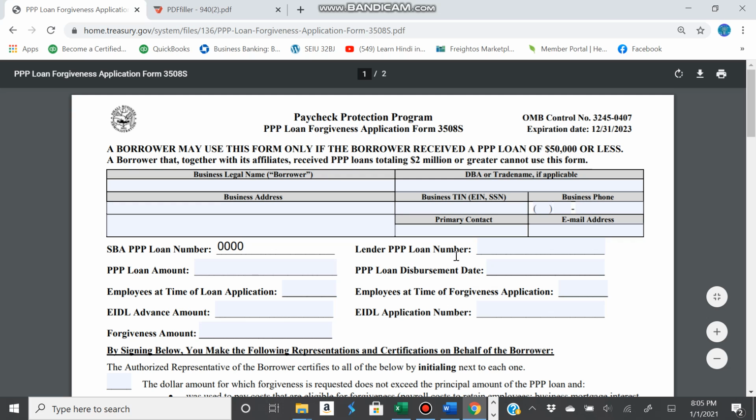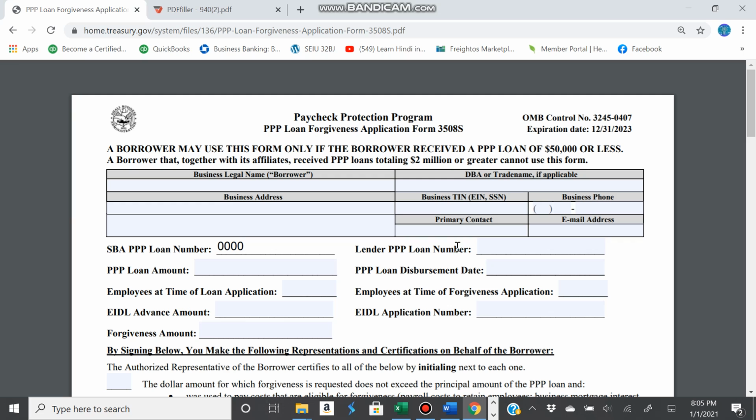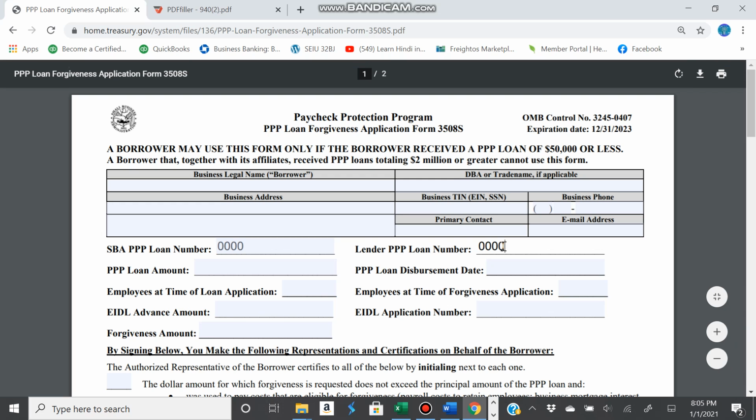Lender PPP loan number, that is a number assigned to the PPP loan by the lender. Now who's the lender? The lender is the bank you go through in applying for the PPP loan. Bank of America, Chase, TD, whichever the bank is, you need to check your documents for the lender PPP loan number. If you don't have the number with you, you could always call your bank and they will provide you with your PPP loan number. That is your number is 4 consecutive 0.